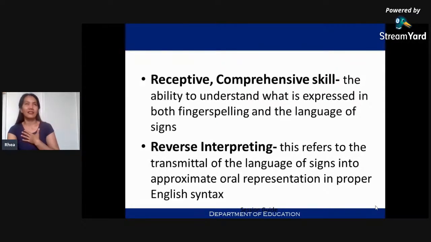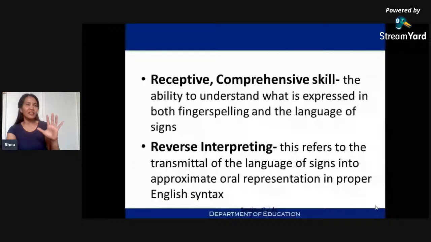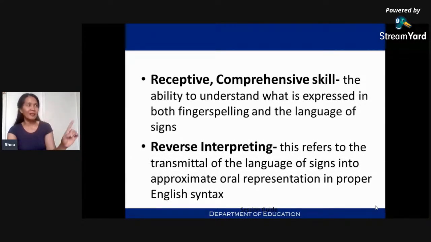If you have the knowledge of the manual alphabet, you could have the receptive or comprehensive skill. This is the ability to understand what is expressed in both finger spelling and the language of the signs. Meaning to say, if you have the knowledge of the A to Z using your hands, the manual alphabet, and you see a person signing or finger spelling, either a hearing person, tawag sa mga nakakarinig, hearing person, or tawag sa mga hindi nakakarinig, a deaf person, we could understand what they are signing, what they are spelling. That is the receptive skill.